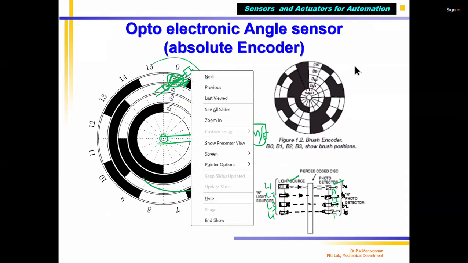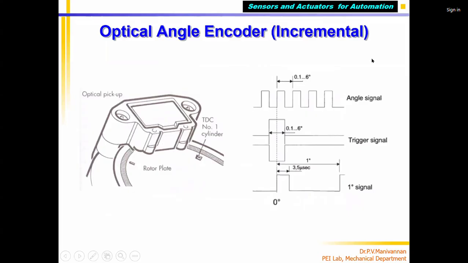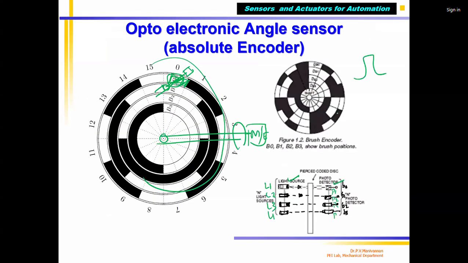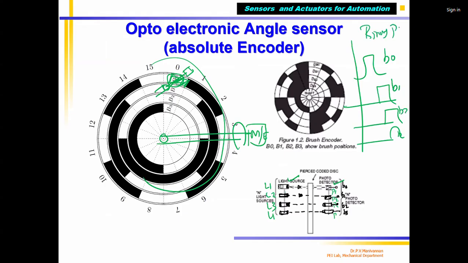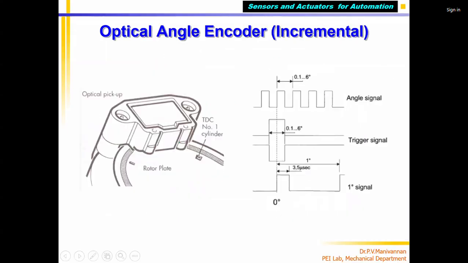So you will see that alternately the light will go and hit the photo transistor. That time the photo transistor will generate one pulse. Okay, so like that, there are 4 tracks. The 4 tracks will generate light pulses whenever light hits them. So these are called B0, B1, B2, B3. This is called a binary pattern. Correct? When the disk rotates, it generates a binary pattern.